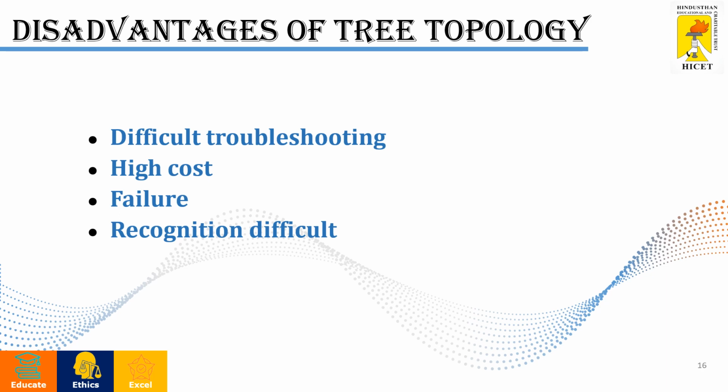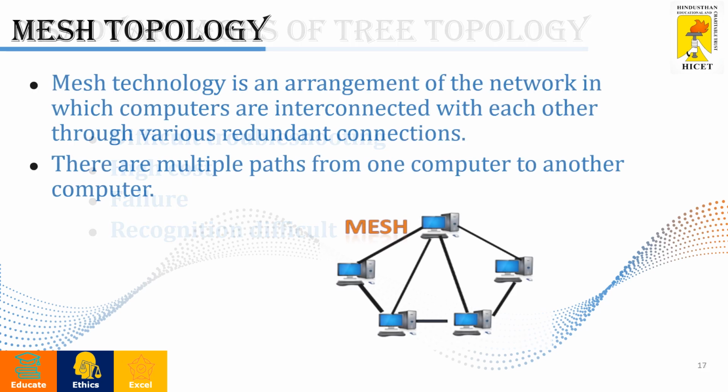If new devices are added, then it becomes difficult to reconfigure the particular device. So it is also one of the disadvantages of a tree topology. And the next topology we are going to see is a mesh topology.